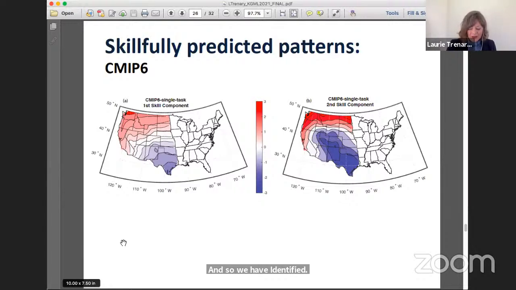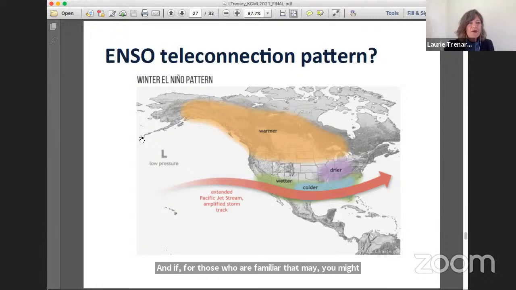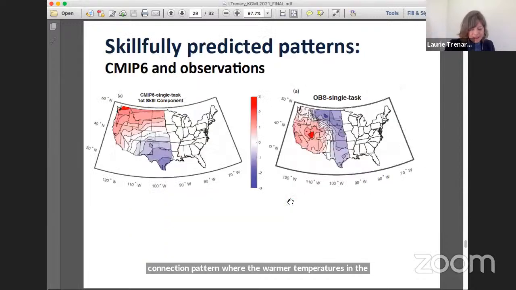So here, what do they look like? These are estimated from CMIP6 data, and they're typified by a dipole in temperature that's oriented sort of north to south. For those who are familiar, you might recognize that as an ENSO-like pattern, where during winter we have this canonical teleconnection pattern, with warmer temperatures in the higher latitudes and cooler temperatures in the lower latitudes.